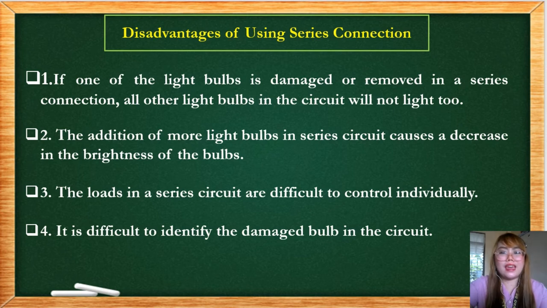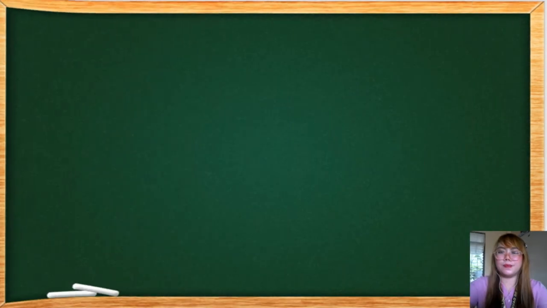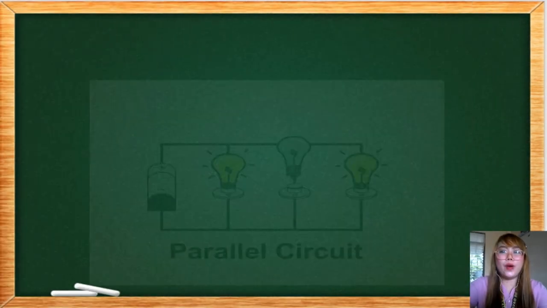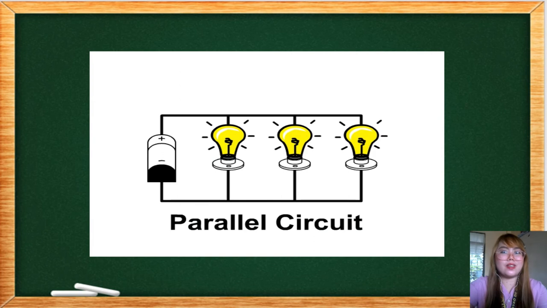Number three, the loads in a series circuit are difficult to control individually. When the switch is off, all loads in the circuit will not function anymore. And number four, it is difficult to identify the damaged bulb in the circuit. Now, we are done with the series circuit.